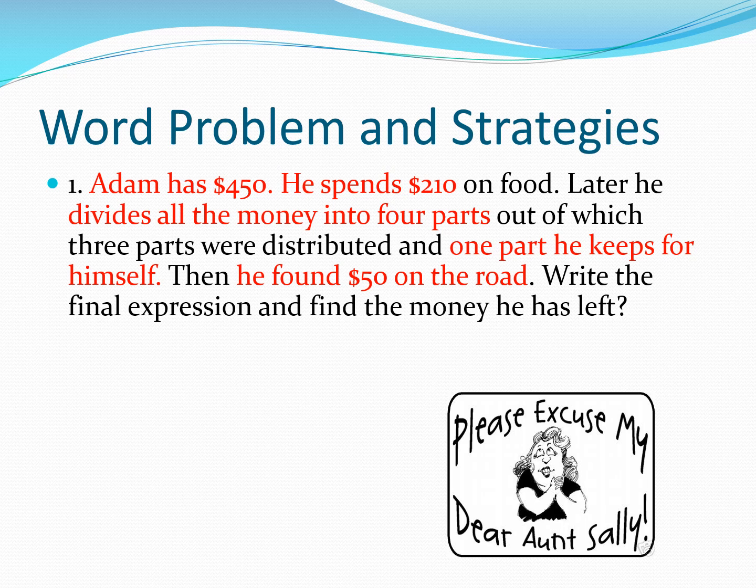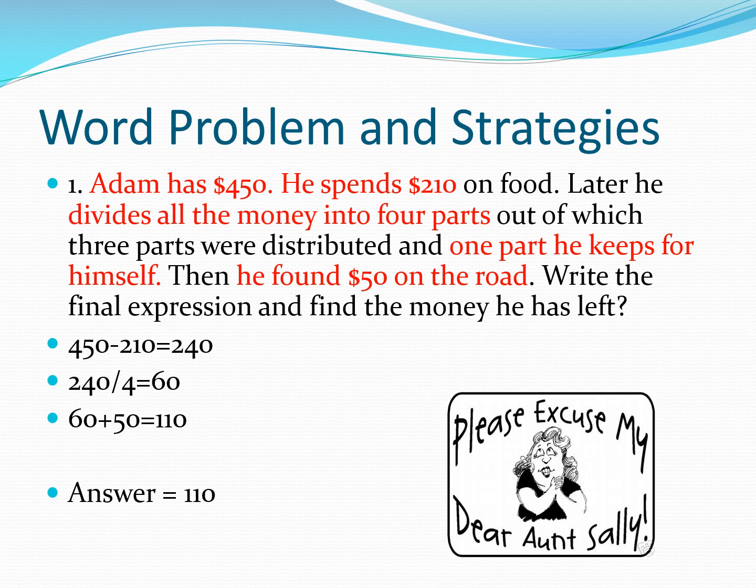Okay, so did everyone find the answer? Can someone please say the answer? So I did it in steps. He has 450, spends 210 on food, so he has 240. He then divides it by 4 and gets 60. That should be a 4, not a 6. So he divides it by 4 and then gets 60. Last, he finds $50 on the road and gets $110 as his total. His total amount. So his final answer is 110.